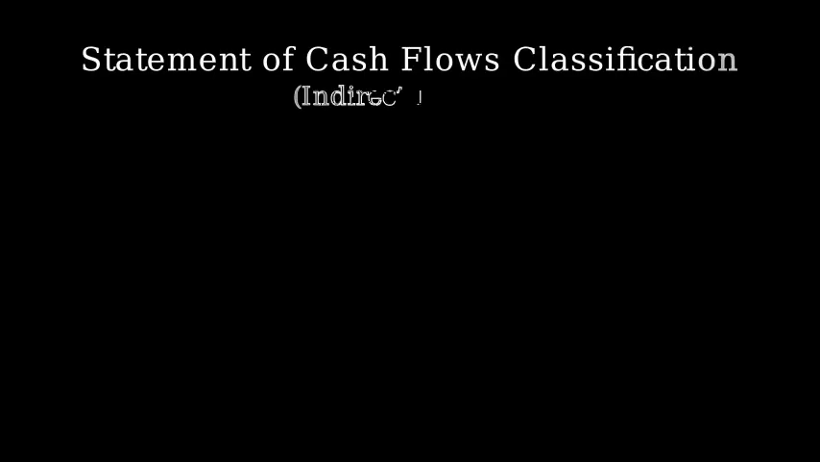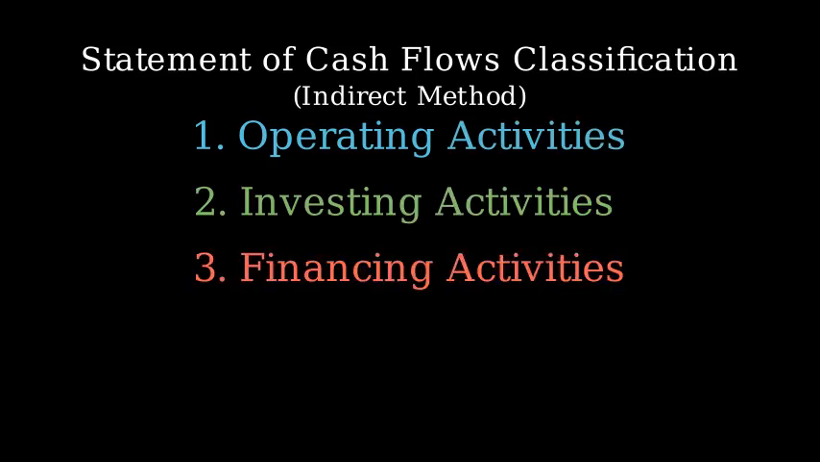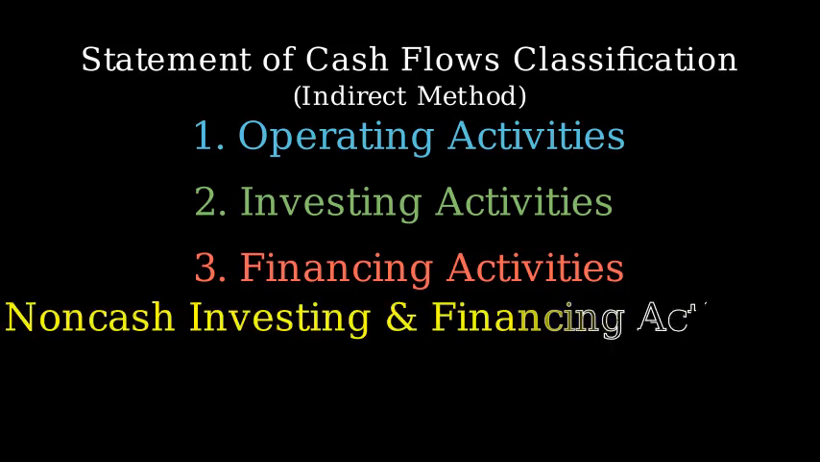Welcome to this lesson on classifying items on the statement of cash flows using the indirect method. Let's learn how to properly categorize different transactions. The statement of cash flows has three main sections: operating activities, investing activities, and financing activities. Some transactions are considered non-cash investing and financing activities and are reported separately.